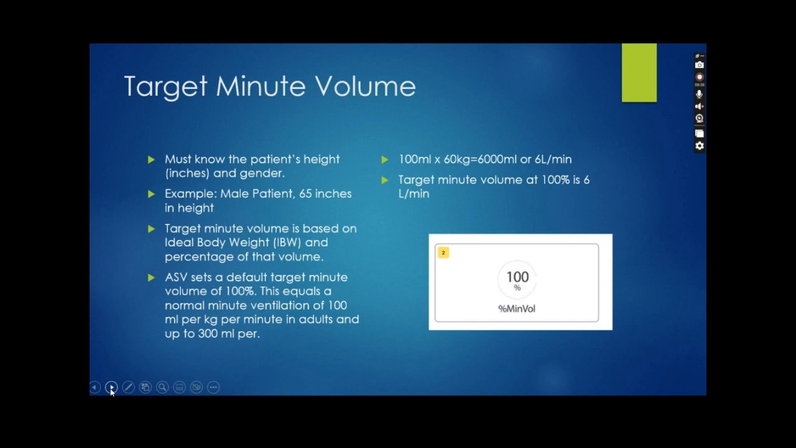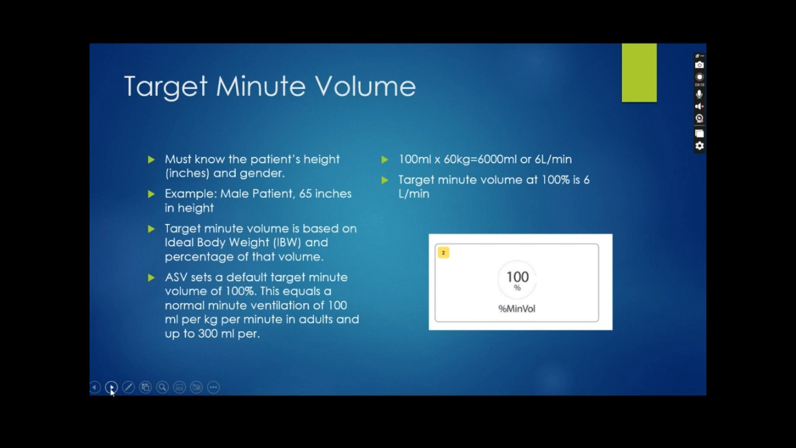Looking at the math, and one thing about ASV, you will not have to do this math on every single patient. As long as you enter the patient's height and gender into the vent, it will automatically make these calculations for you. As to how it makes that calculation, we look at 100 mLs times 60 kilograms, which gives you about 6,000 mLs, or 6 liters per minute volume. So for that particular patient, a male patient at 65 inches in height, the target minute volume at 100% is 6 liters per minute because his ideal body weight is 60 kilograms. That is how the vent will calculate that for your patient.